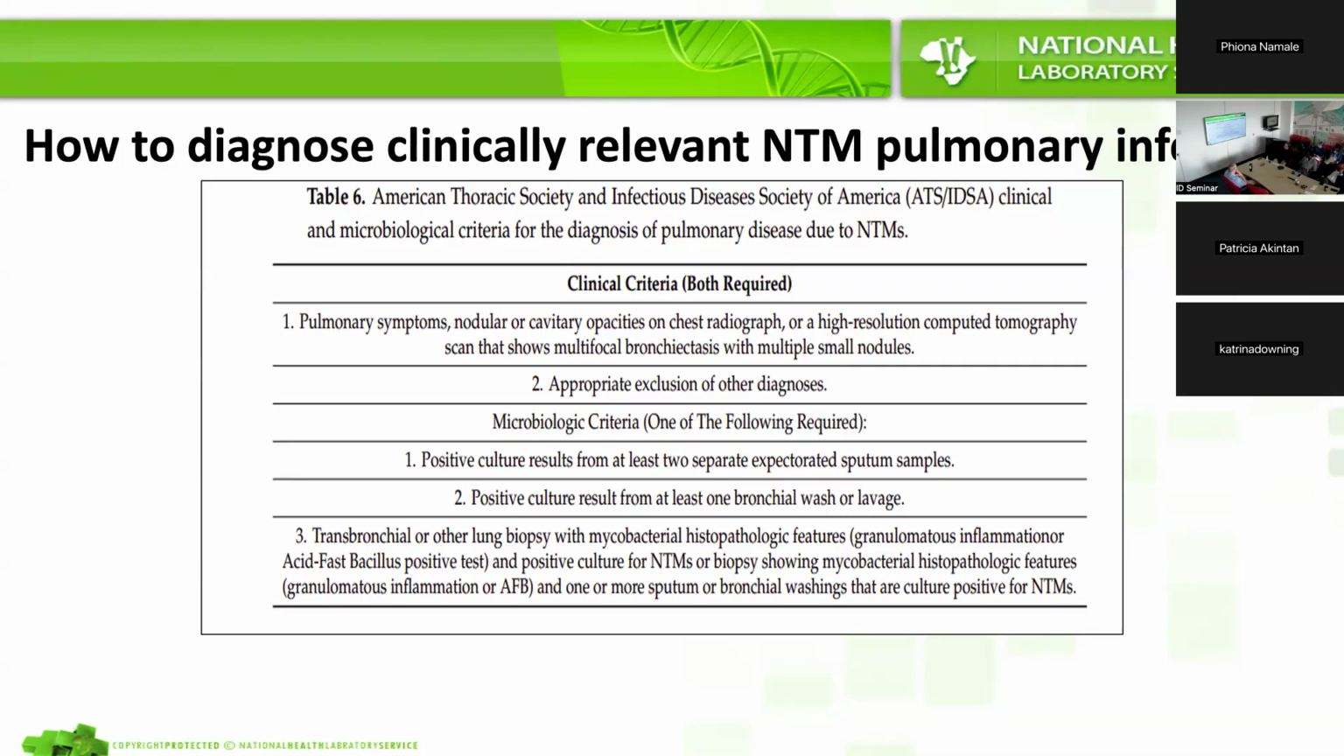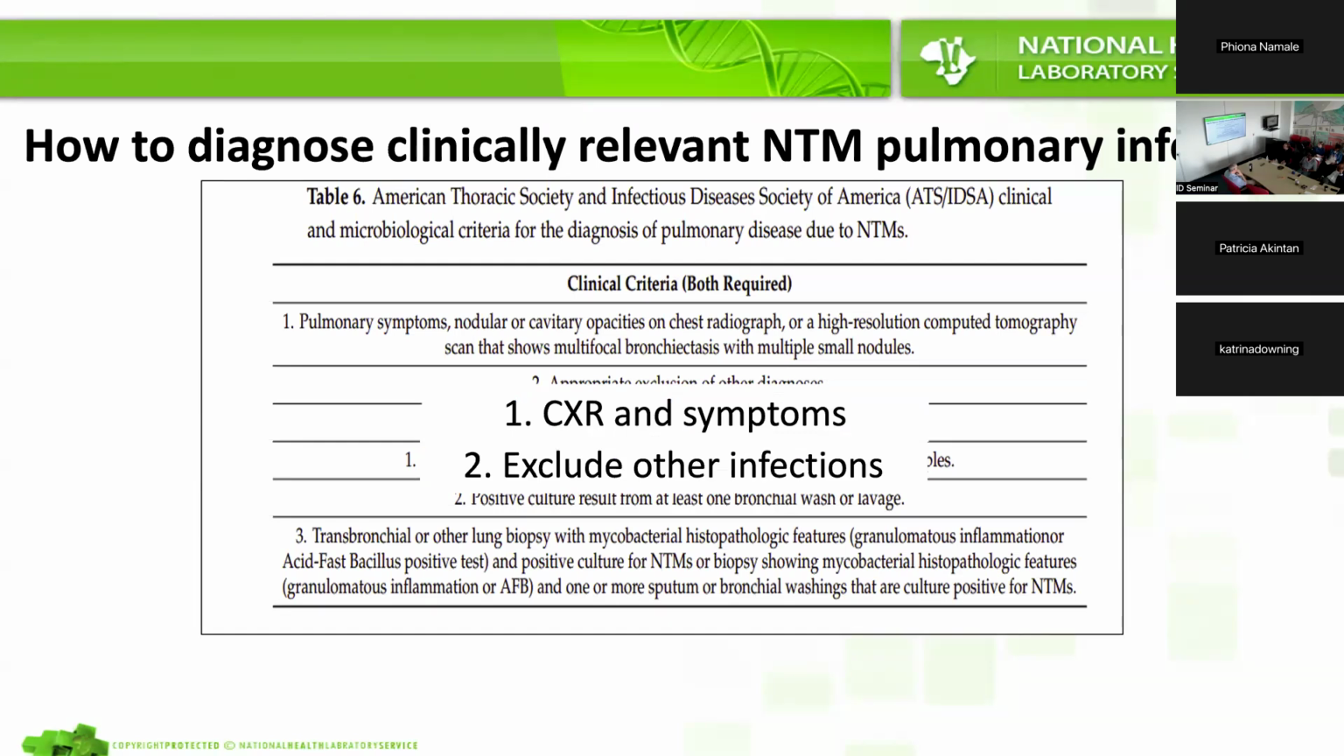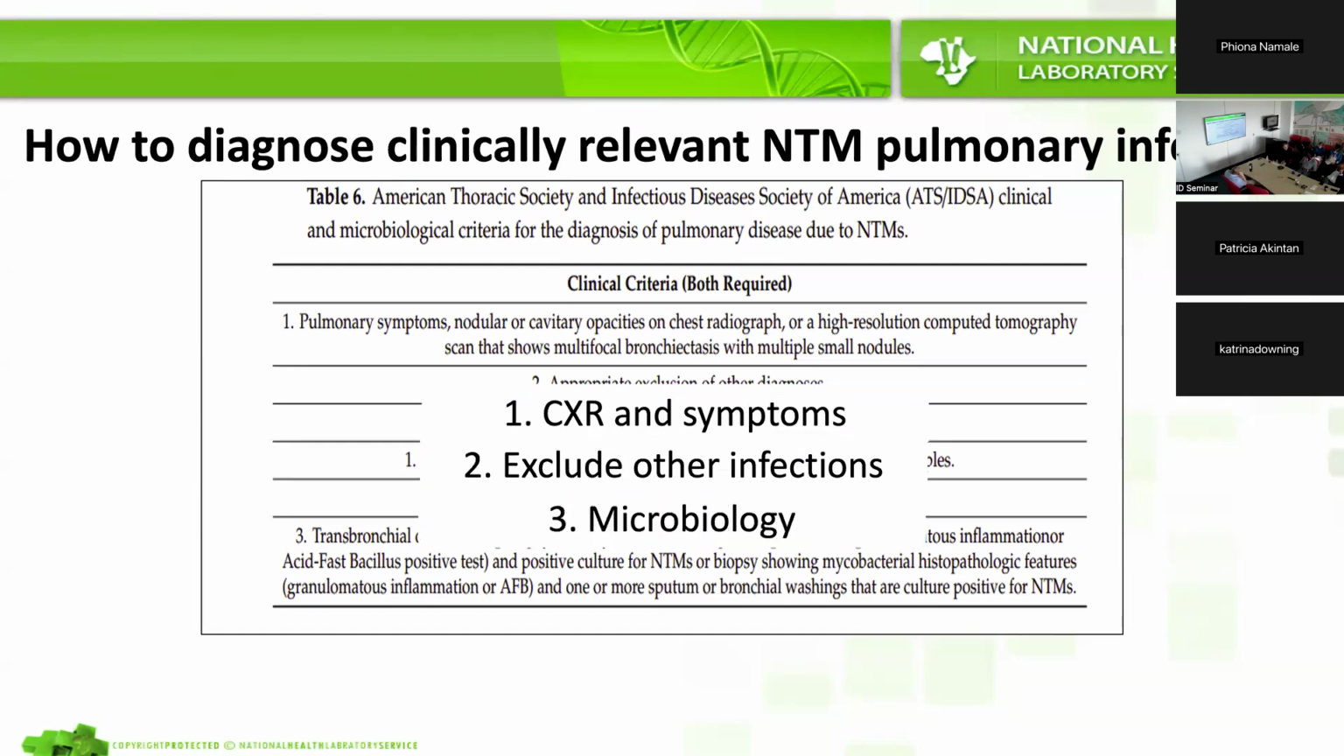Alternatively to microbiology criteria number 1, you can also do number 2, which is 1 sample from a more invasive specimen like a PAL, or number 3, when you have a sputum sample but have histology with confirmation of NTM, granulomas, etc. So you need the chest X-ray and symptoms, you have to exclude other infections, and also fulfill the microbiology. So this is to help you distinguish colonization from infection.